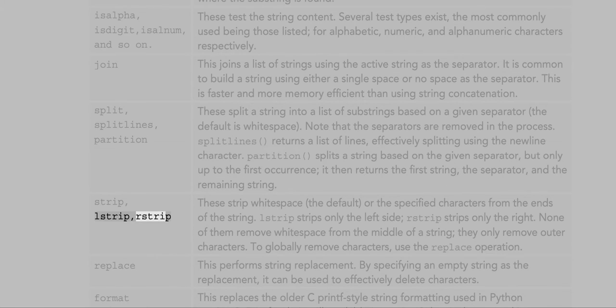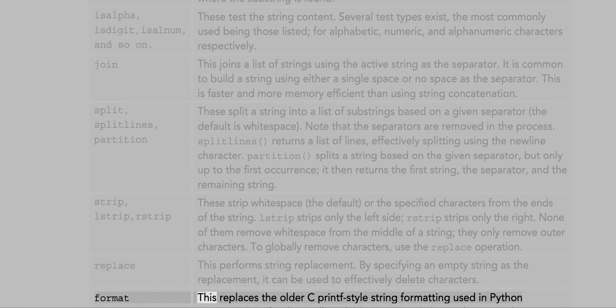Strip, lstrip, rstrip. These strip whitespace, the default, or the specified characters from the ends of the string. lstrip strips only the left side, rstrip strips only the right. None of them remove whitespace from the middle of a string, they only remove outer characters. To globally remove characters, use the replace operation. Replace. This performs string replacement. By specifying an empty string as the replacement, it can be used to effectively delete characters.